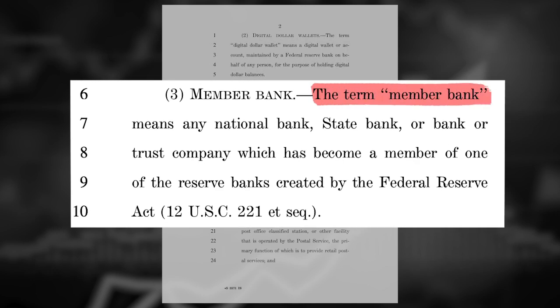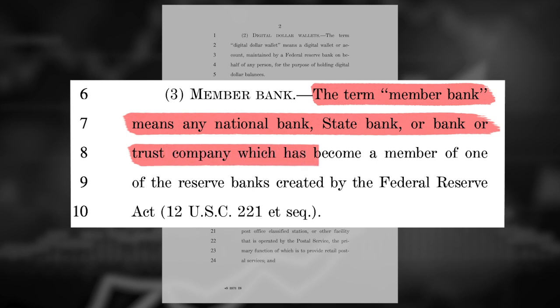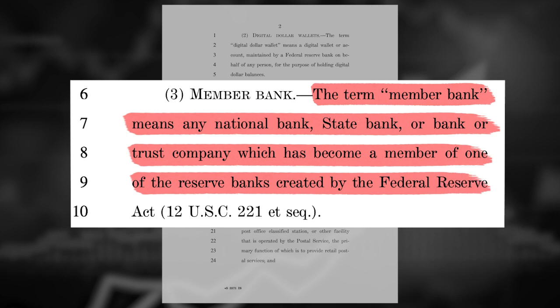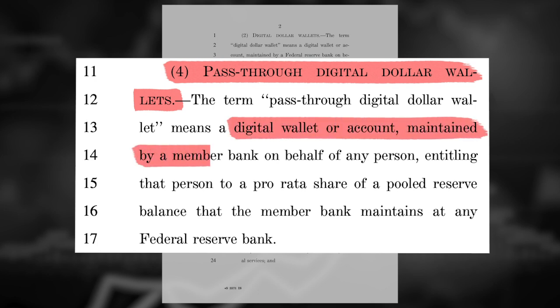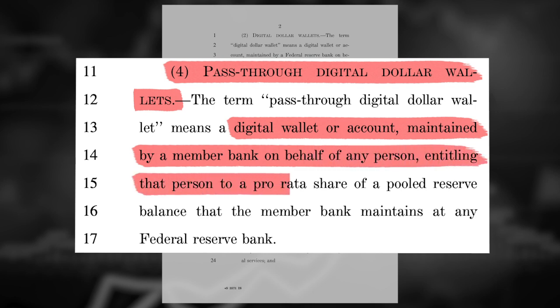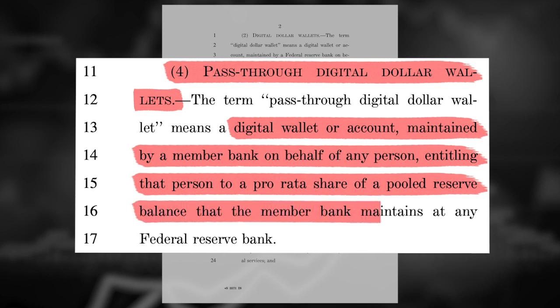The term member bank means any national bank, state bank or trust which has become a member of one of the reserve banks created by the Federal Reserve. And the pass-through digital wallet is a term they're using to describe this digital wallet or account maintained by the member bank on behalf of any person, entitling the person to pro rata share of the pooled reserve balances that the member bank maintains at any Federal Reserve Bank.